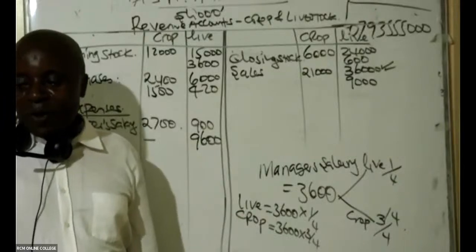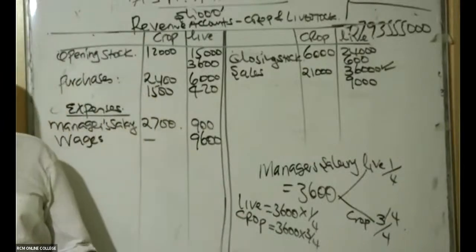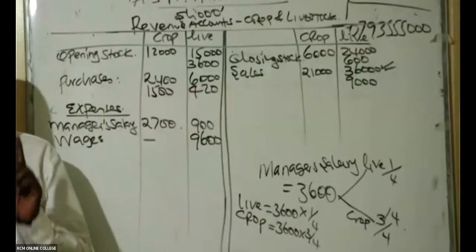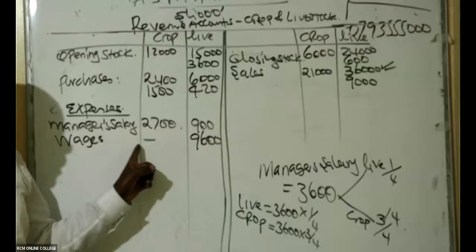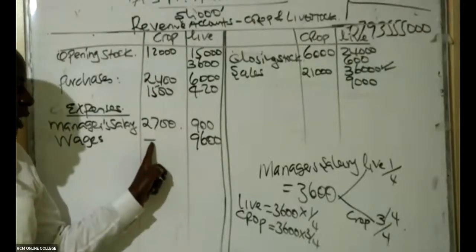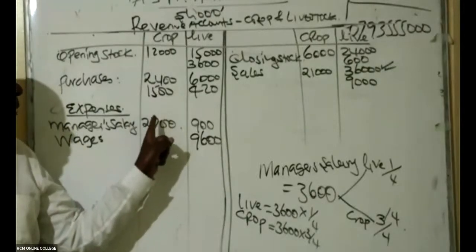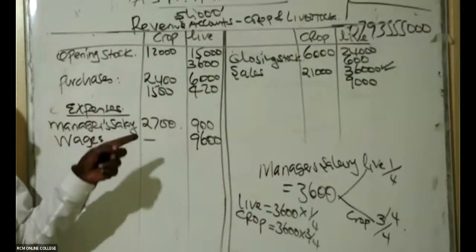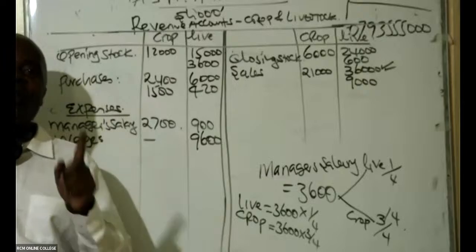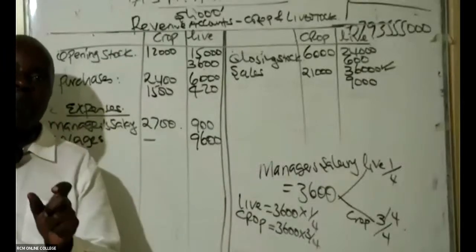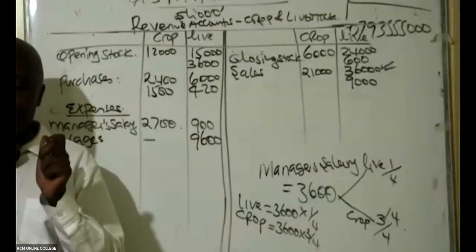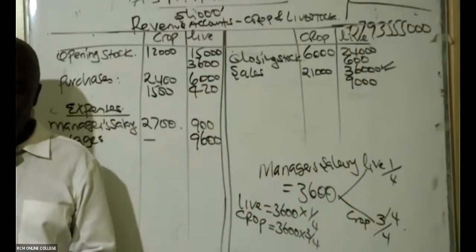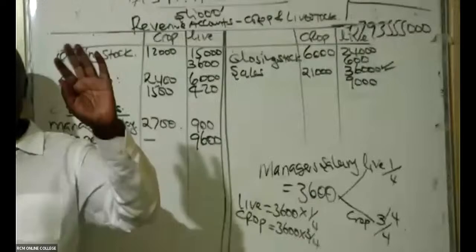All right. So, ladies and gentlemen, look at these wages. They have told us that wages are worth what here? 9,600. And I've been able to book them here very nicely. So no wages are specific to the crop; they're only specific to the livestock. I've just told you that normally we use revenue accounts to capture specific expenses.